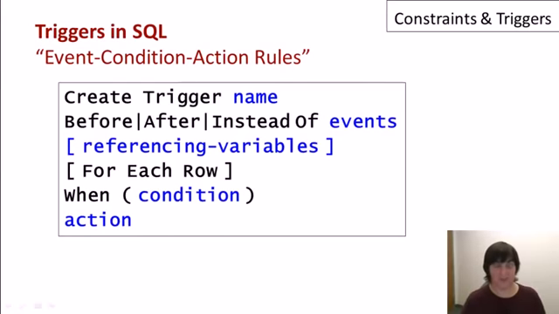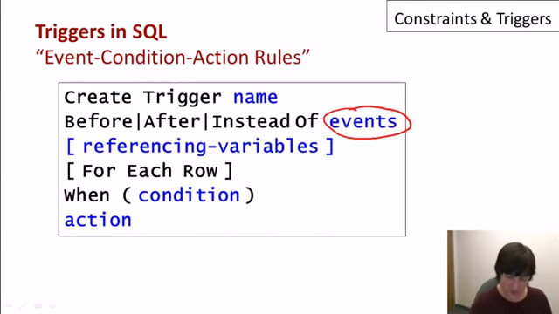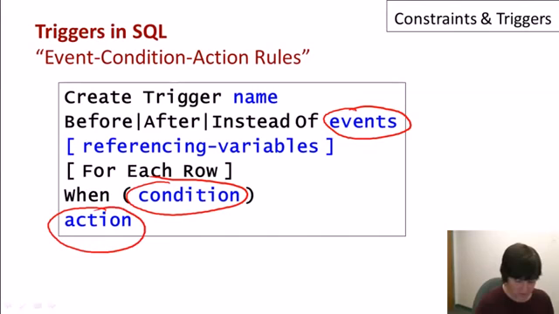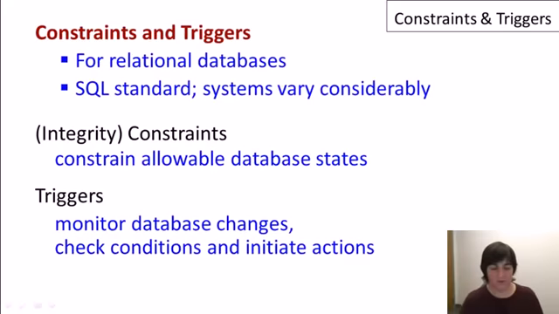Here's a quick preview of what triggers look like in SQL. We'll go into much more detail in a later video, as well as have demonstrations of triggers in a running system. Again, triggers are known as event condition action rules, and we can see here the specification of the event, which are modifications to the database. We can see here the condition, that's written in a SQL-like language, and finally, if the condition is true, the action is executed. To conclude, constraints and triggers are about monitoring the state of the database. Constraints specify allowable database states, while triggers can check conditions and automatically initiate actions. In later videos, we'll go into substantially more detail, and we'll have some demonstrations of constraint and trigger features in deployed database systems.